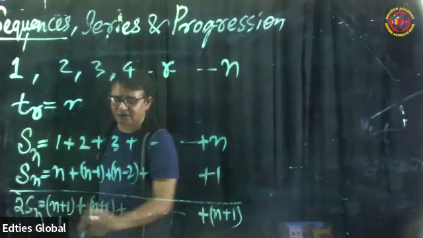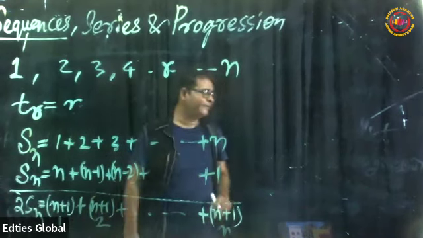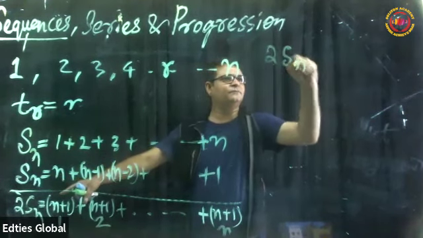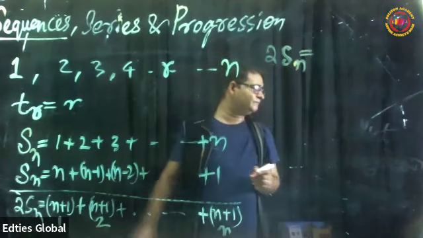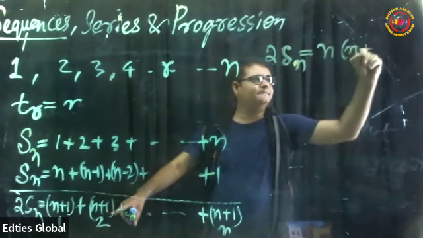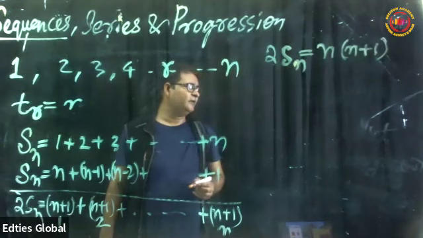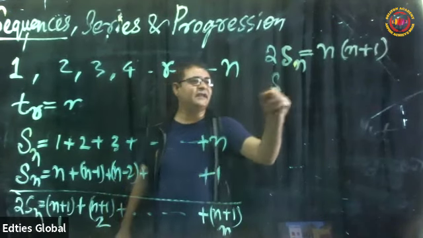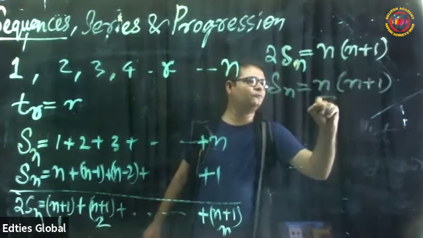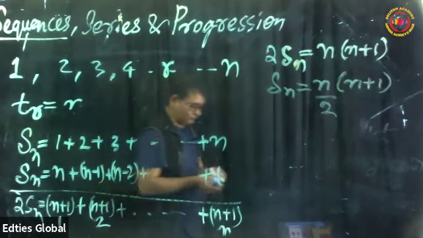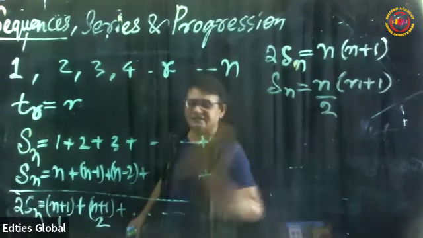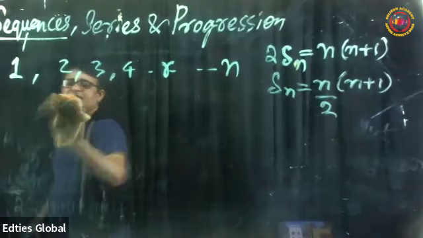How many terms are there? 1, 2, till n, right? So we can write twice Sn is equal to n times n plus 1. So we can write Sn is equal to n into n plus 1 upon 2. Is it true? Yes, sir. Okay, fantastic. So this was a very nice way to do the sum. Now let's progress to a general series.